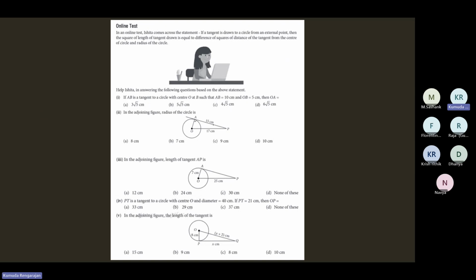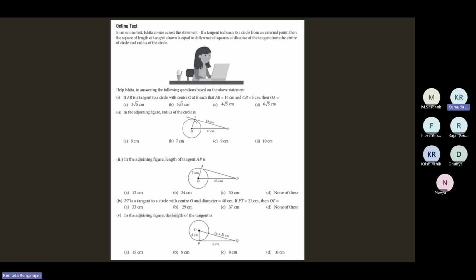Okay, I think I'll mark it in this figure itself. AB is a tangent at B. AB is 10, OB is 5. Then OA is equal to, how much is OA, children? 5. So OA is the hypotenuse. So 100 plus 25, 125, square root of 125, which is 5 root 5. Correct. 5 root 5.